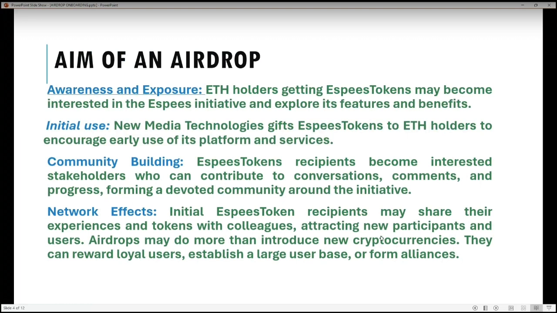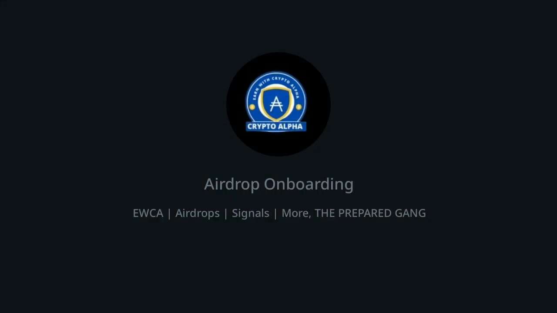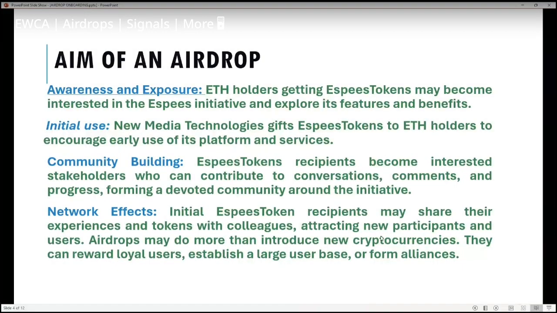The next thing is community building. Now, SP's token recipients, those that receive SP's token, become interested stakeholders who can contribute to conversations, comment, and progress, forming a devoted community around the initiative. The next aim is network effects. Initial SP's recipients may share their experiences and tokens with colleagues because they are excited.